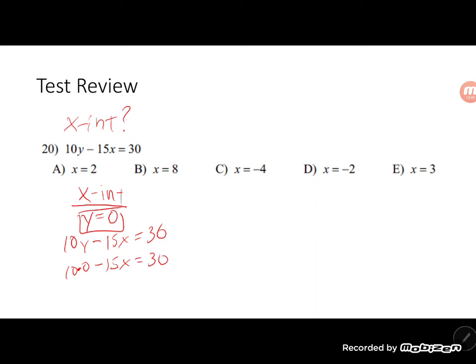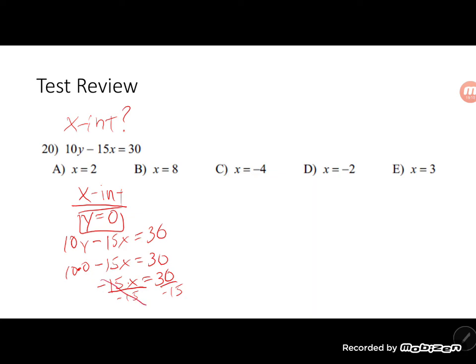So I notice that 10 times 0 can be simplified, so we're going to write this as negative 15x, which equals 30. What am I going to do to solve this? Well, I see that negative 15 is multiplying x, so I'm going to go ahead and divide both sides by negative 15.